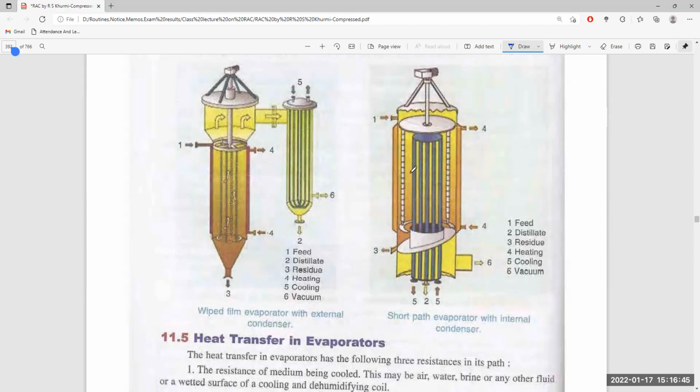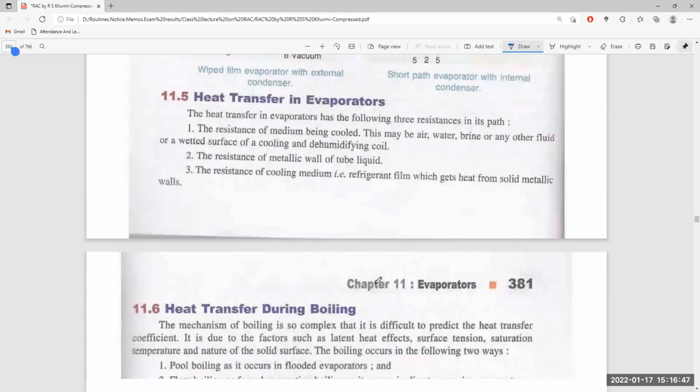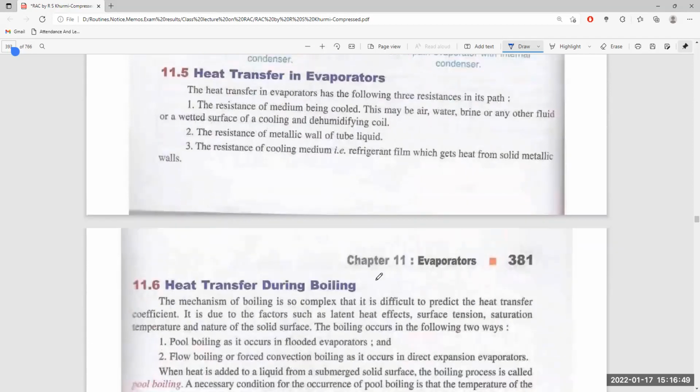Next is heat transfer in evaporators. This heat transfer in the evaporator has three resistances in its path. The resistance of the medium being cooled, it may be air, water, brine, or any other fluid, or a wetted surface of the cooling coil.